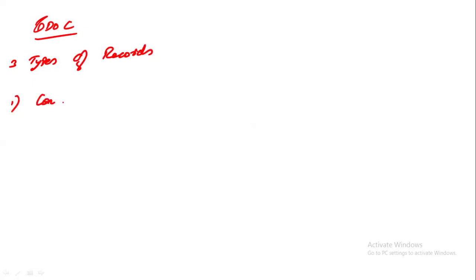So in IDoc, we have three types of data or records. One is the control record.